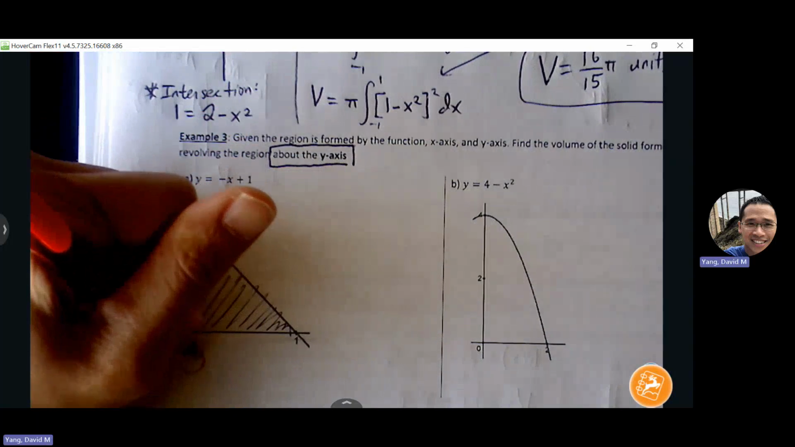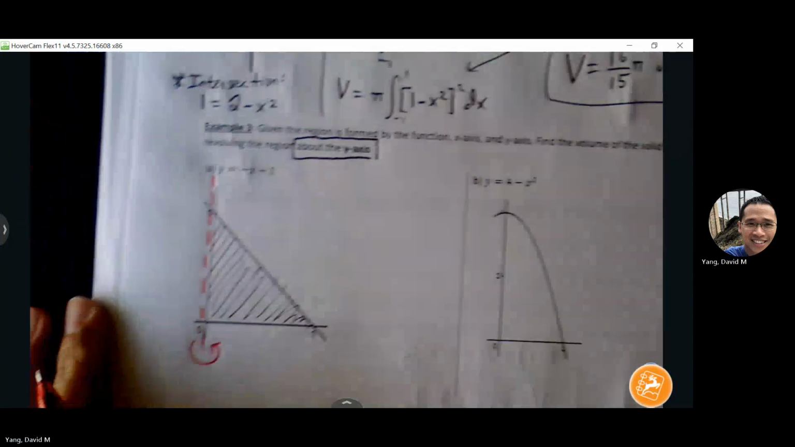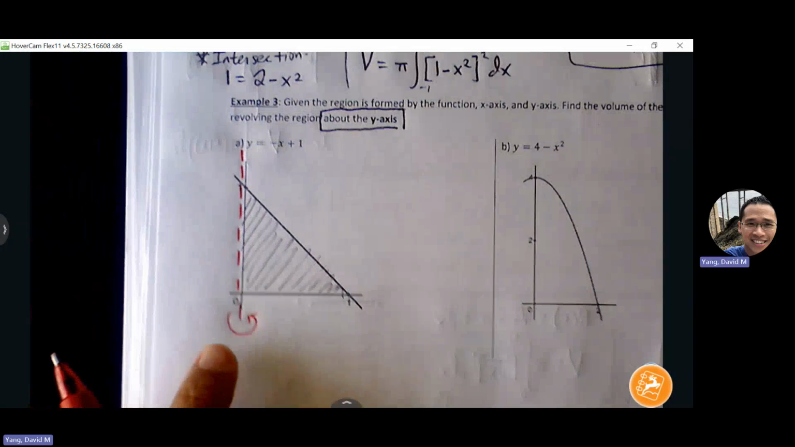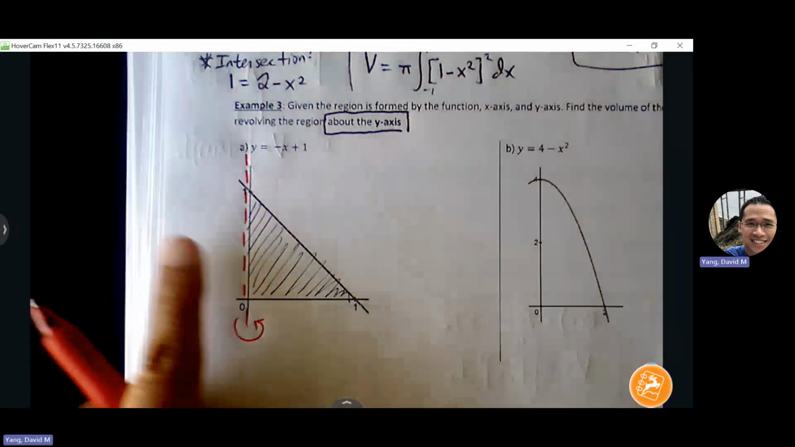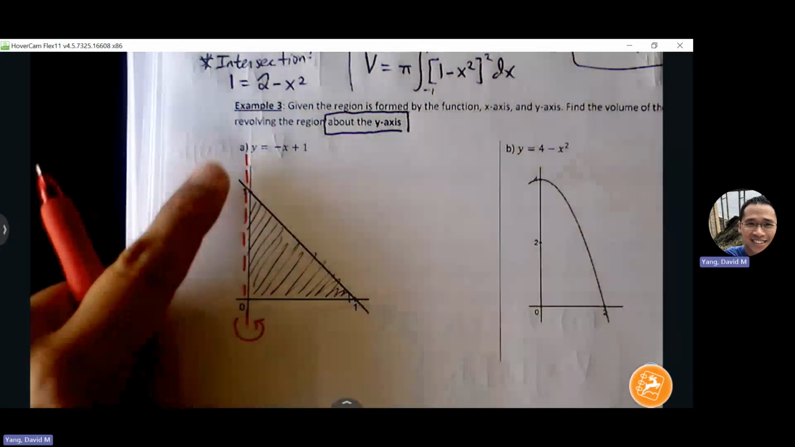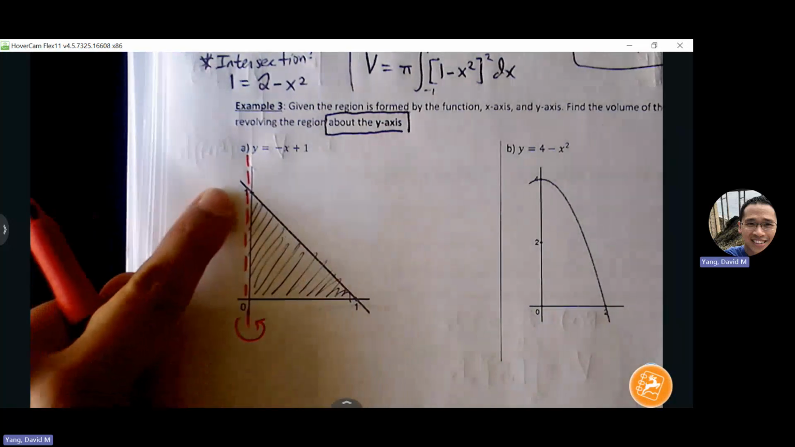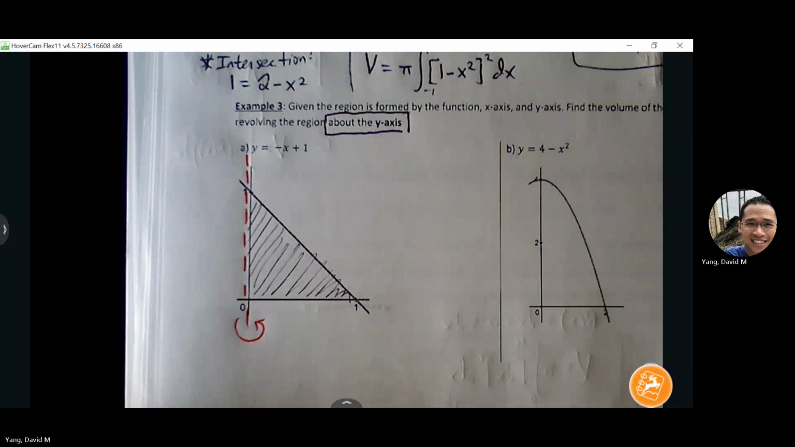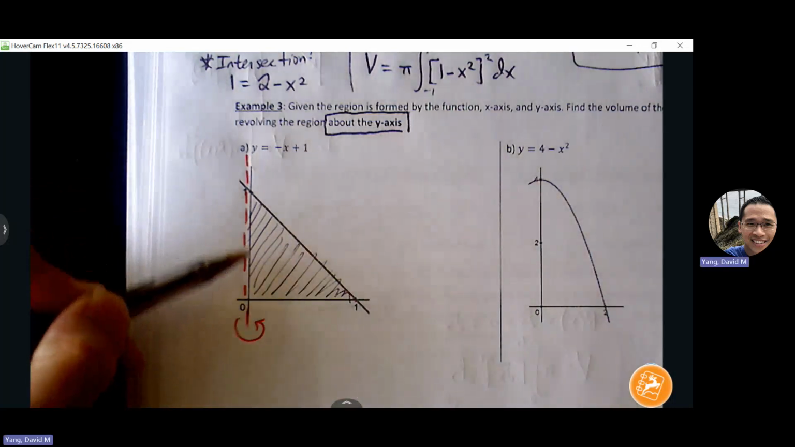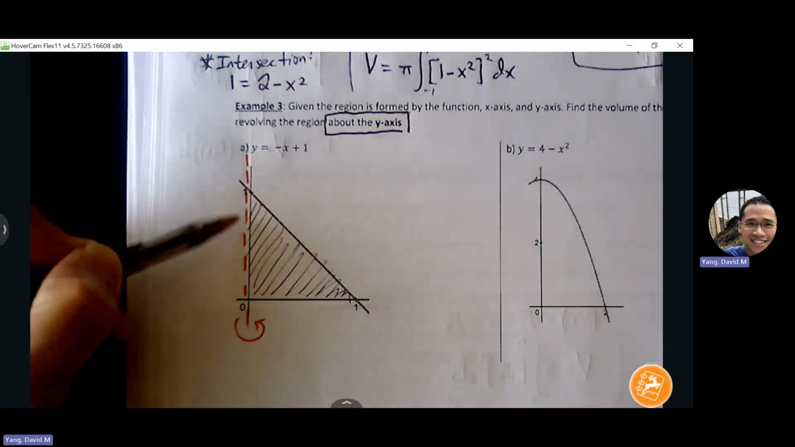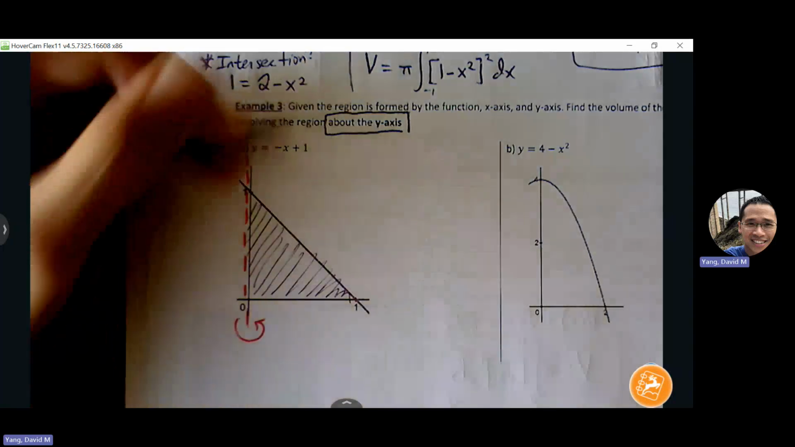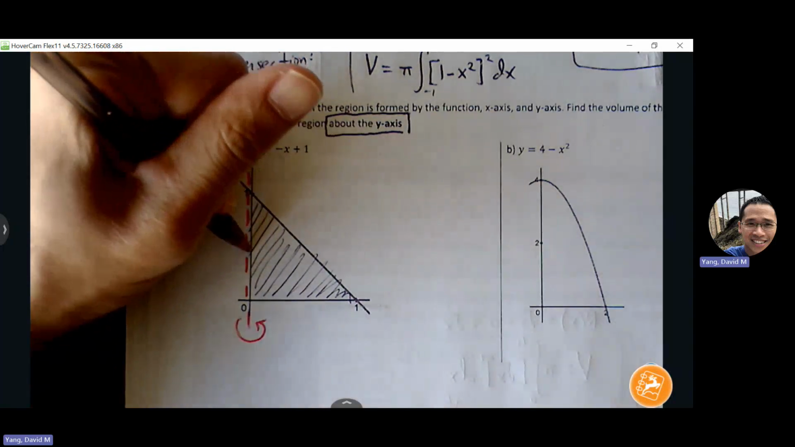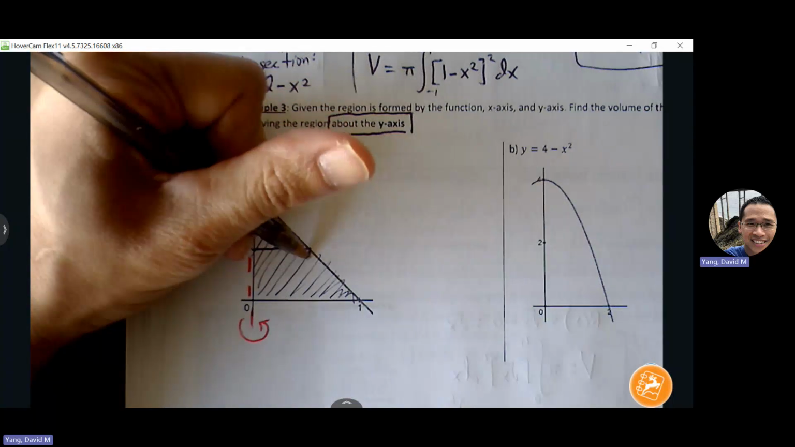I like to draw a little circular arrow to indicate I'm rotating. So it's going to create this cone with a vertex pointing up, right? Now our radius is always going to extend from our center. But this time, my radius is not going to be vertical, right? My radius is going to be horizontal.